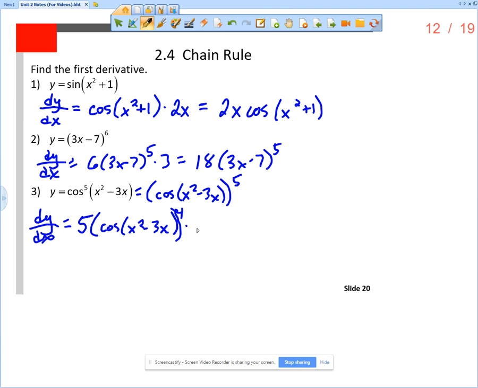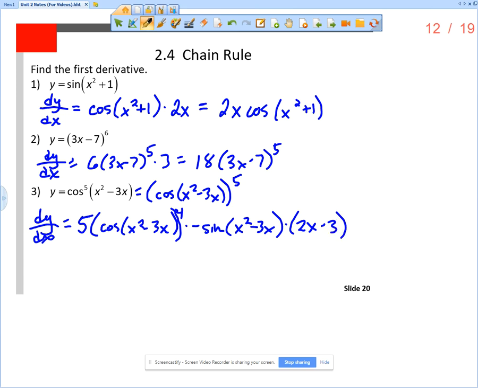All right, so derivative of cosine is negative sine of, inside stays the same, x squared minus 3x times the derivative of the inside. All right, so derivative of the inside, x squared minus 3x, that would be 2x minus 3.